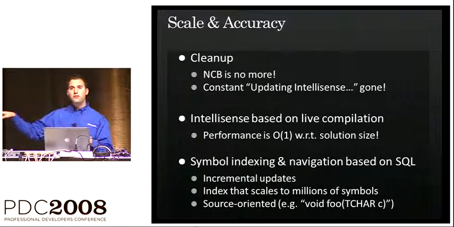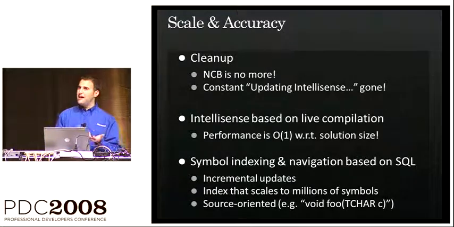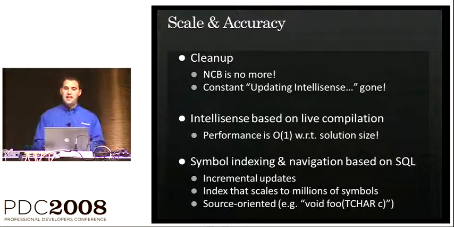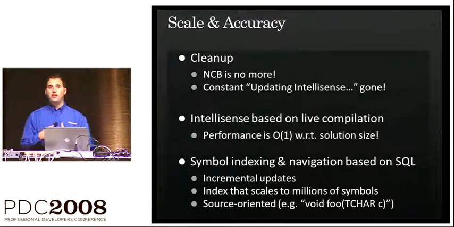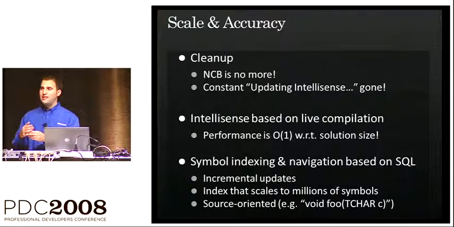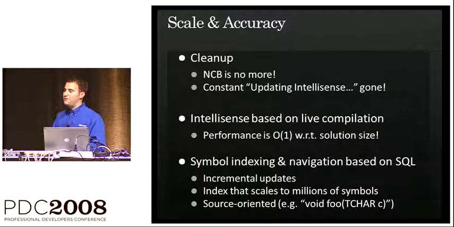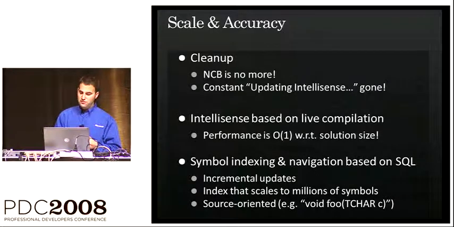So if you were to write void foo tchar, we would index it as tchar, because that's probably what you meant. In addition, we can even index things across all of your conditions. So if you have an if 0 section, we would index whatever's in there, because there could easily be stuff you want to search or browse to.